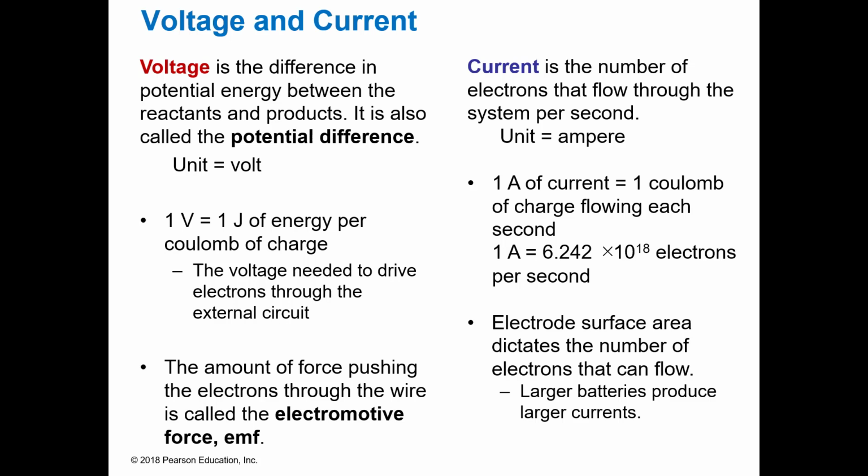So electrode surface area dictates the number of electrons that can flow. Larger batteries produce larger currents. So that's why we don't see a little small lithium battery in our cars. We need something that produces a large current so that we can crank the engine on the starter. Now, that doesn't mean that there's a lot of potential energy in a lithium-ion battery, but it gets to be real expensive to make one the size that we need to consistently crank a car.